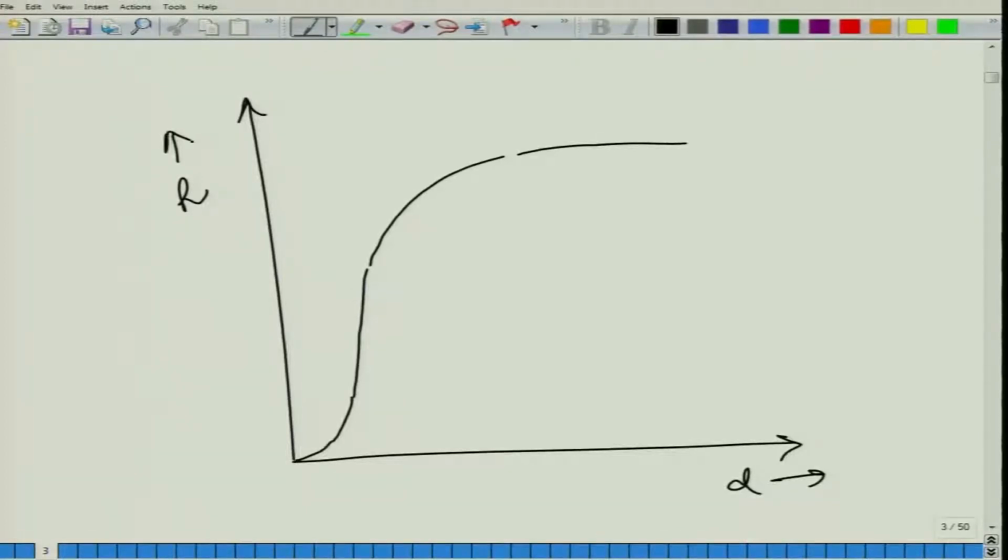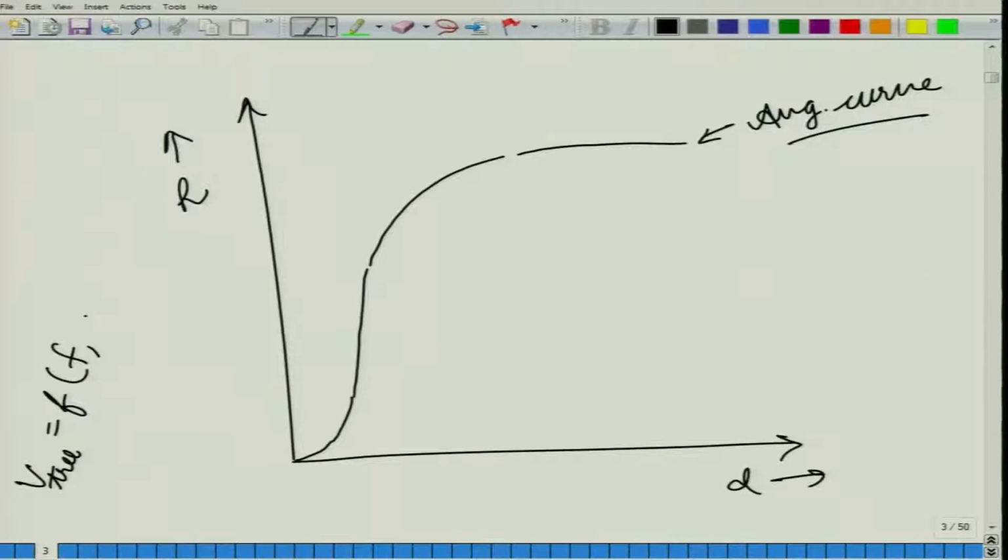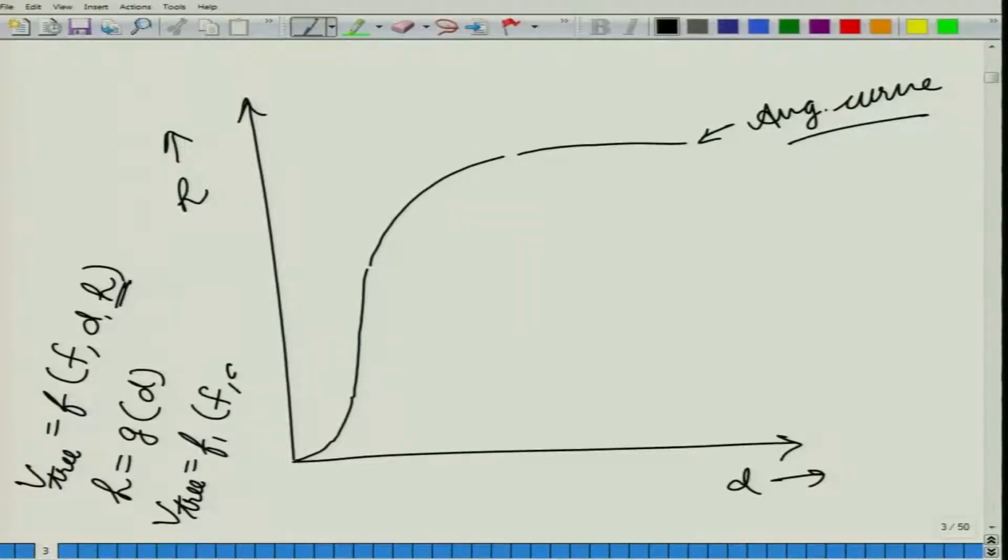So, if we were able to find out an average curve that gives us heights for different diameters, then in the equation where the volume of the tree is a function of form factor, the diameter and the height, we could replace this height with some other function of the diameter. So, h is equal to some other function of the diameter. In that case your volume of the tree will become some other function of the form factor and the diameter, because you are now considering the height as a function of the diameter.